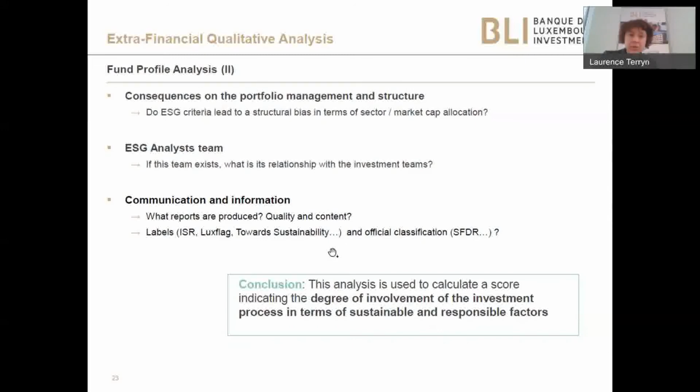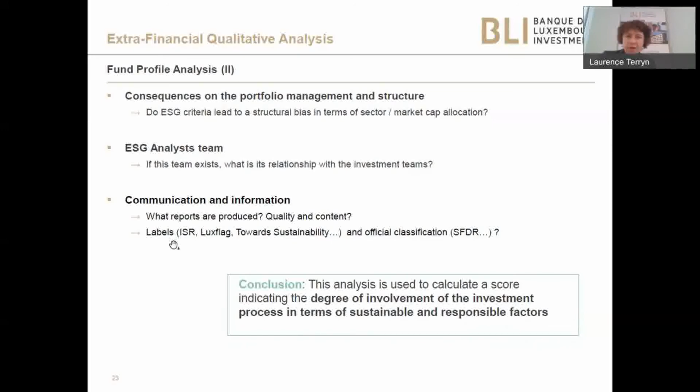And last point, some labels and official classification. It adds some information, some degree of implication, but it is becoming more and more common. So we go more in detail, as you have seen from all the points I have explained. We go more in detail in the fund and the management company itself, how it's done.